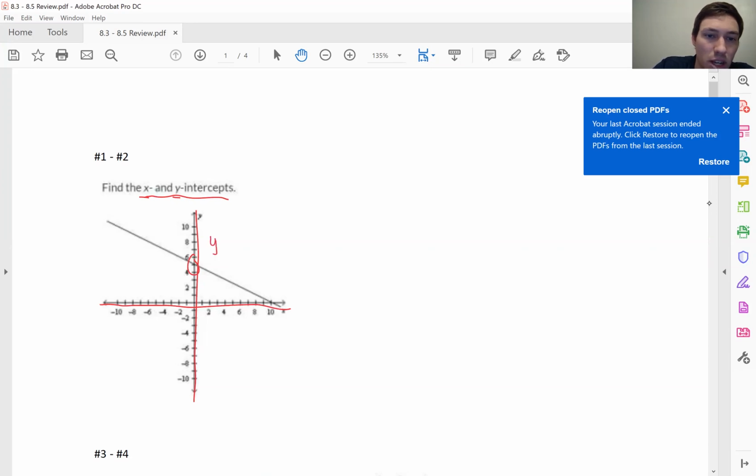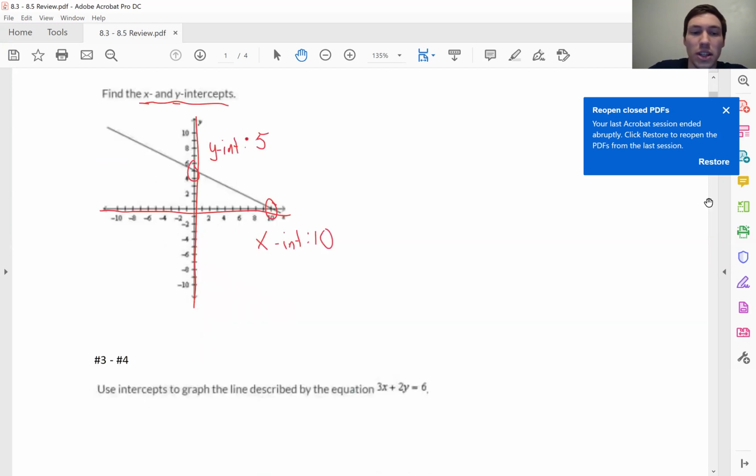So the y-intercept is going to be 5. Now for the x-axis, it crosses here at 10. So the x-intercept is going to be 10 in this case. So that would be your answer for those. That's how you do that graphically.